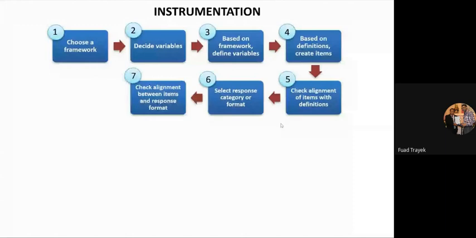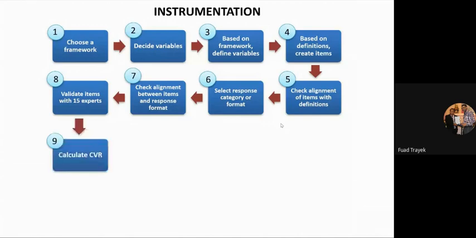Stage 7, we have to check whether the category or the response format we have chosen is aligned with the items, which I just explained. Number 8, once we are done with that, we can start validating our items with at least 15 experts. If you validate your items with fewer than 15 experts, that will make your study of lower quality.